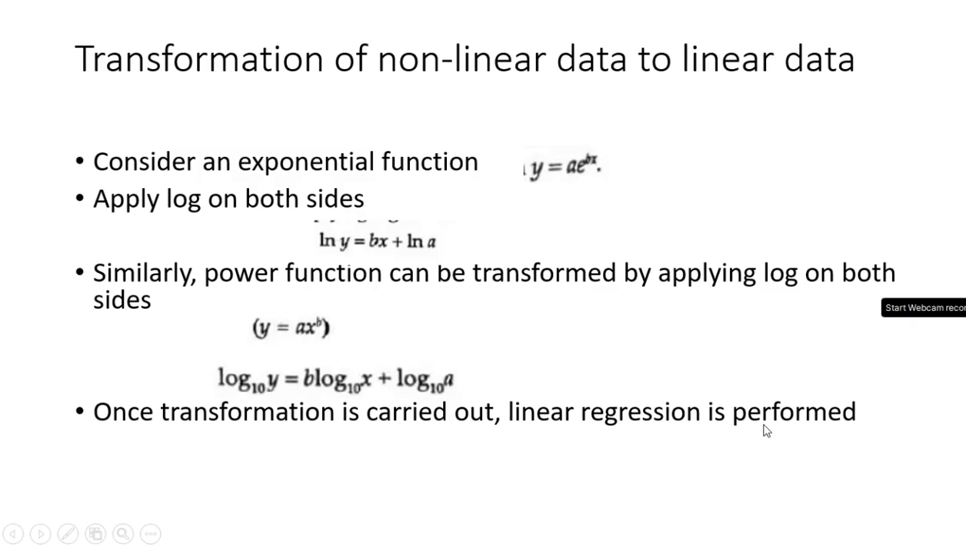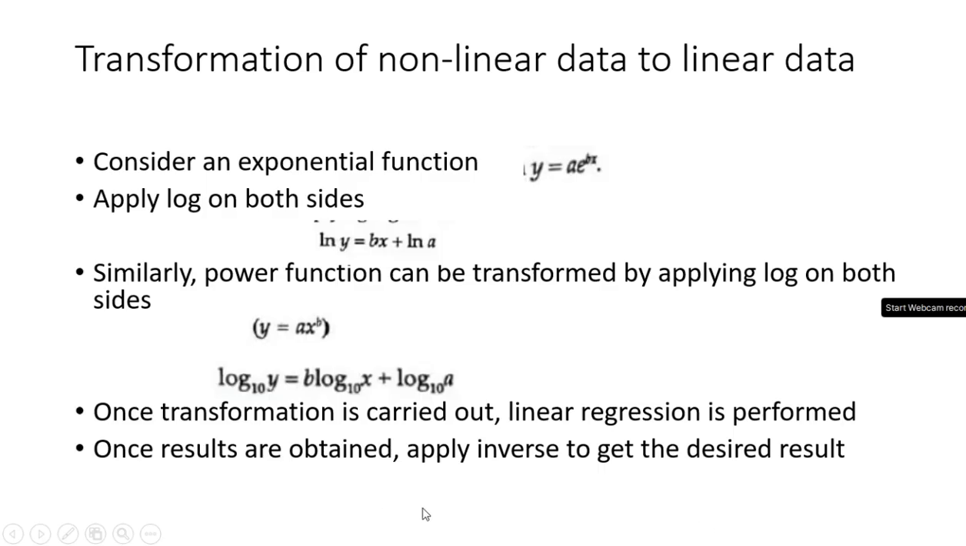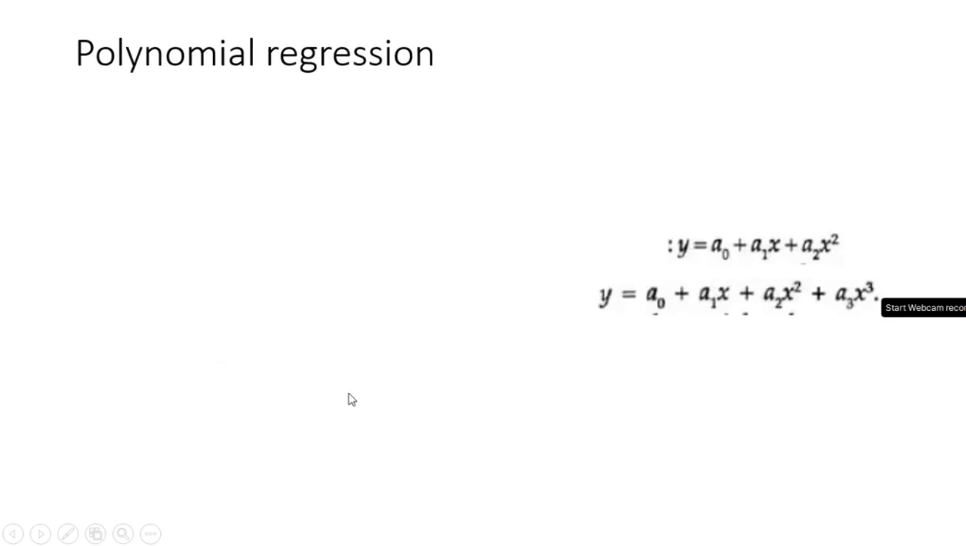Once you have done the transformation, you can carry on with your earlier way of performing the linear regression. And once you have performed it, after the results are obtained, you do the inverse to get back the desired result, because we have done the log. So at the end, after you get the results, you have to do the anti-log. So that is one method.